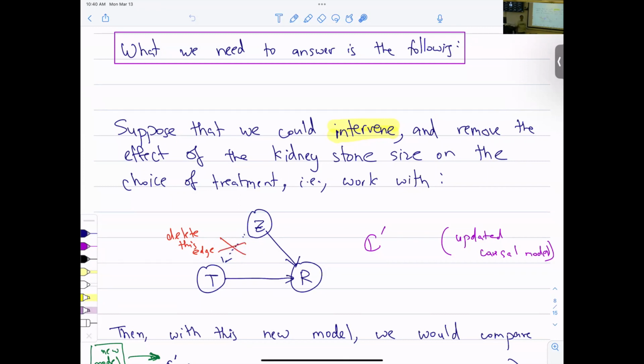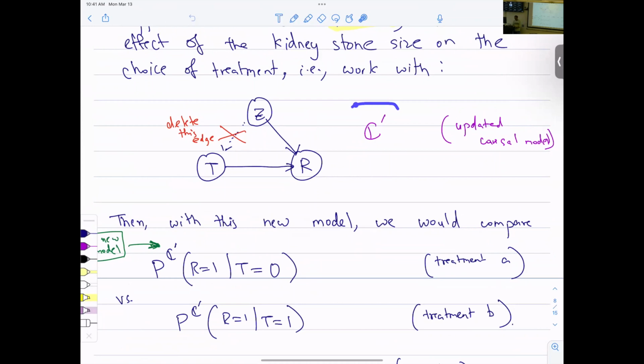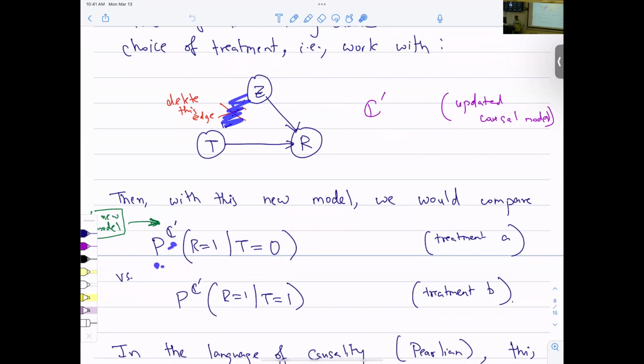What does this mean? This is a randomized trial. As a doctor, I will prescribe A or B independent of whether the stone is large or small. That's really what deleting this edge means. Is that clear? So I need to do such an intervention. Then with this new model, we'll call it C prime, we can check the following. We can look at the probability that recovery is 1 given treatment equal to 0, and the probability that recovery is 1 given treatment equal to 1. Suppose in this deleted model these are not equal. Then we can say that treatment has an effect on recovery.